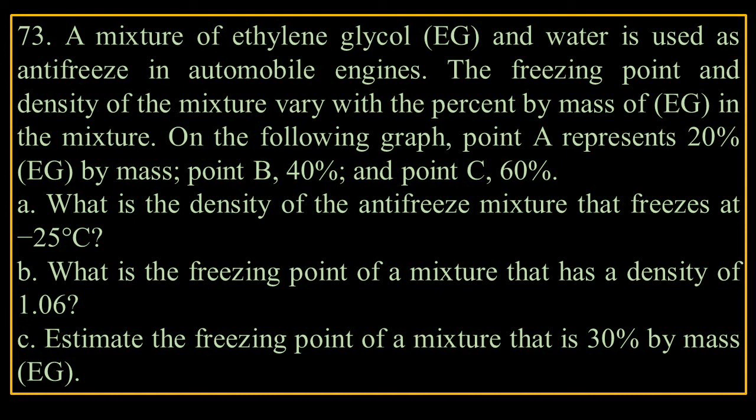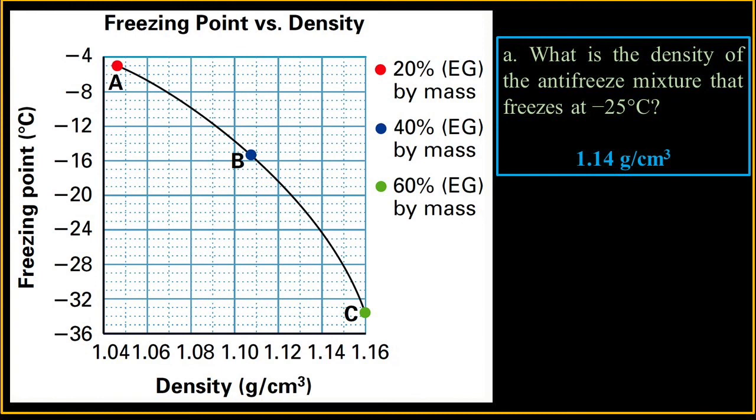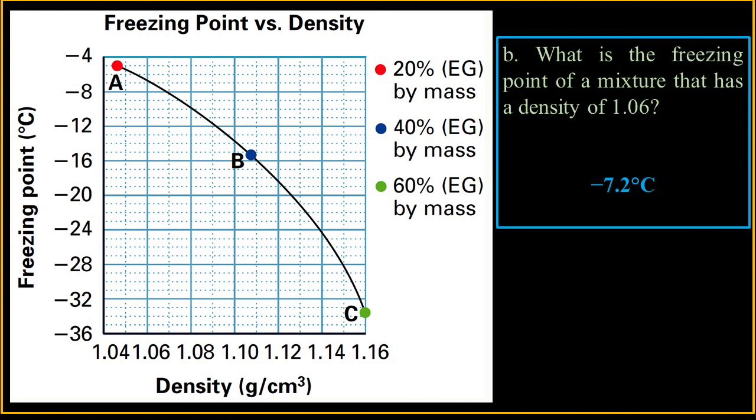Now what we're going to do is we're going to see each of the graphs, and we're going to examine A, B, and C individually, and we'll take our time. So the graph, freezing point versus density, you can see very clearly that the x-axis is increasing by 0.02 for each major vertical line, and the y-axis is degrees Celsius. What is the density of the antifreeze mixture that freezes at negative 25 degrees Celsius? So you can see clearly that it's going to be approximately 1.14.